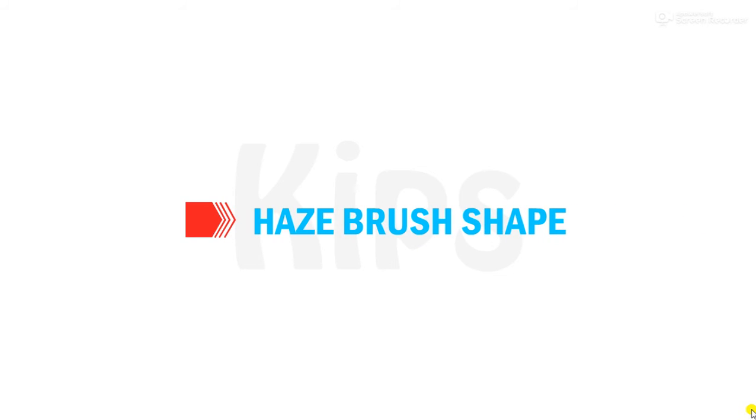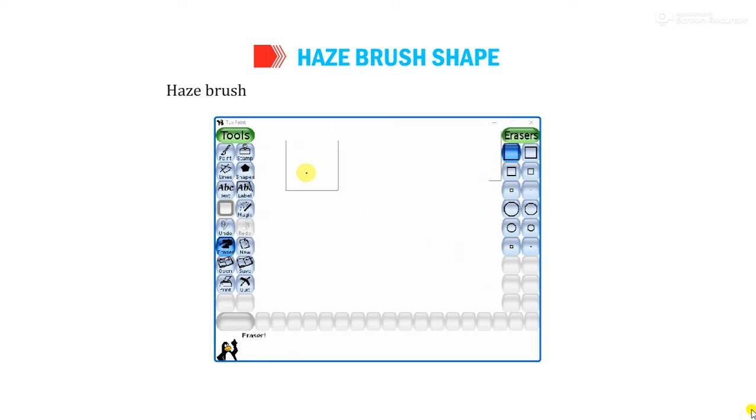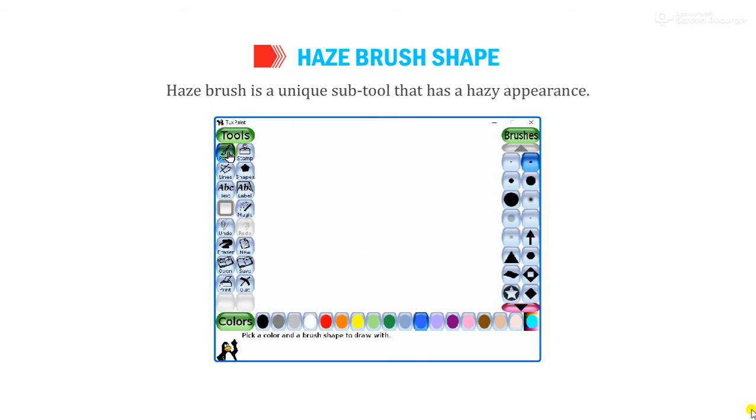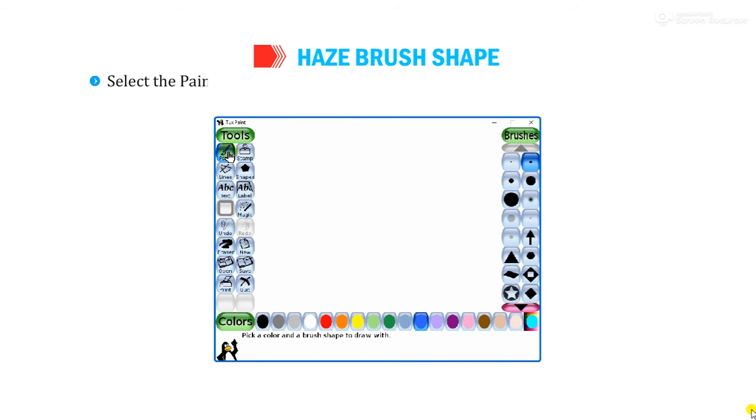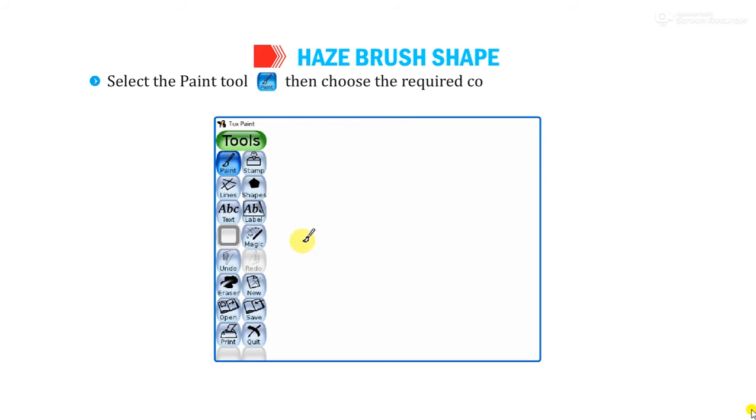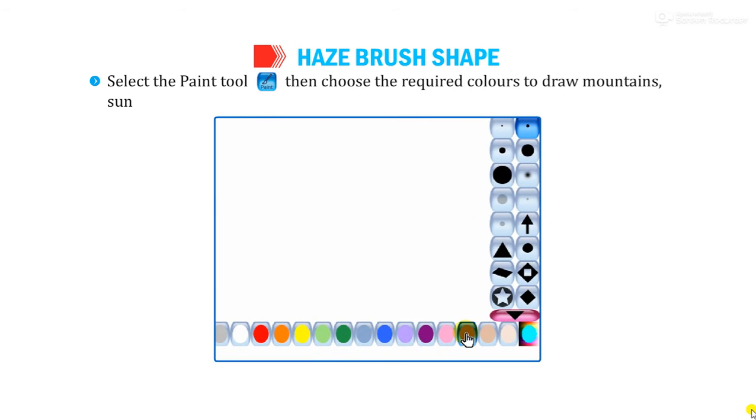HAZE brush shape. HAZE brush is a unique sub-tool which has a hazy appearance. We can use it to draw objects that are far away. Select the Paint tool, then choose the required colors to draw mountains, sun and river.